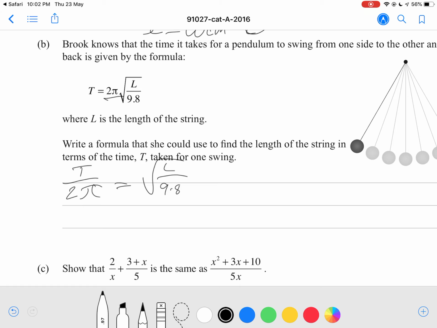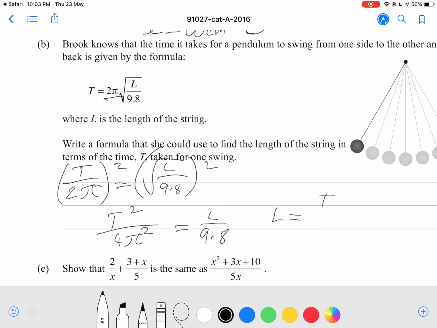Okay, so basically, we're going to square both sides, okay? So we're going to say this squared is equal to this squared. So we're going to say t squared divided by 2 pi times 2 pi, that's 4 pi squared, okay? Pi times pi is pi squared. And that's equal to the square root squared, so that just becomes L divided by 9.8. So therefore, L equals, we're going to multiply by 9.8 on the other side.